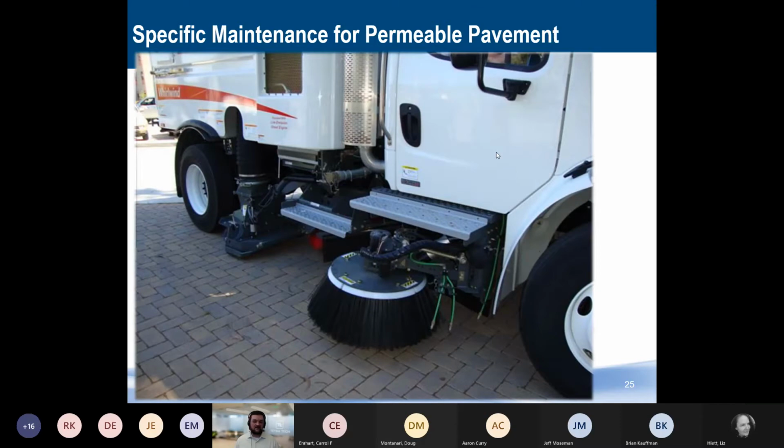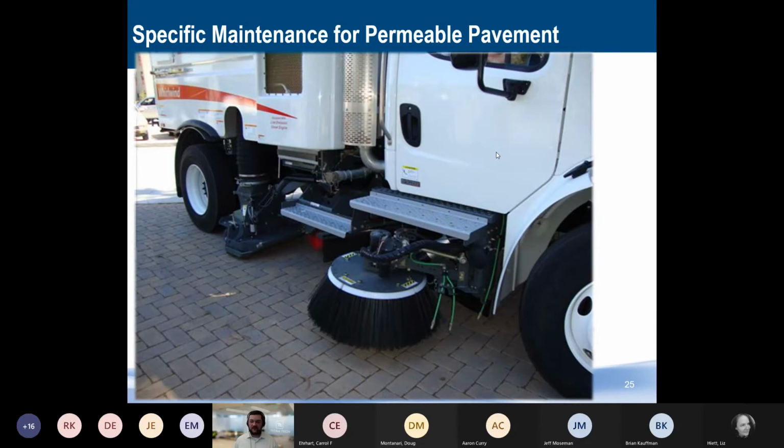It took 4 or 5 passes, but we were eventually able to restore the infiltration rates back to over 100 inches per hour. Depending on who you talk to, some of these pavers are capable of 1,000 inches per hour infiltration. So if you can get it back to 100, that's still pretty good. But that's generally the recommendation.